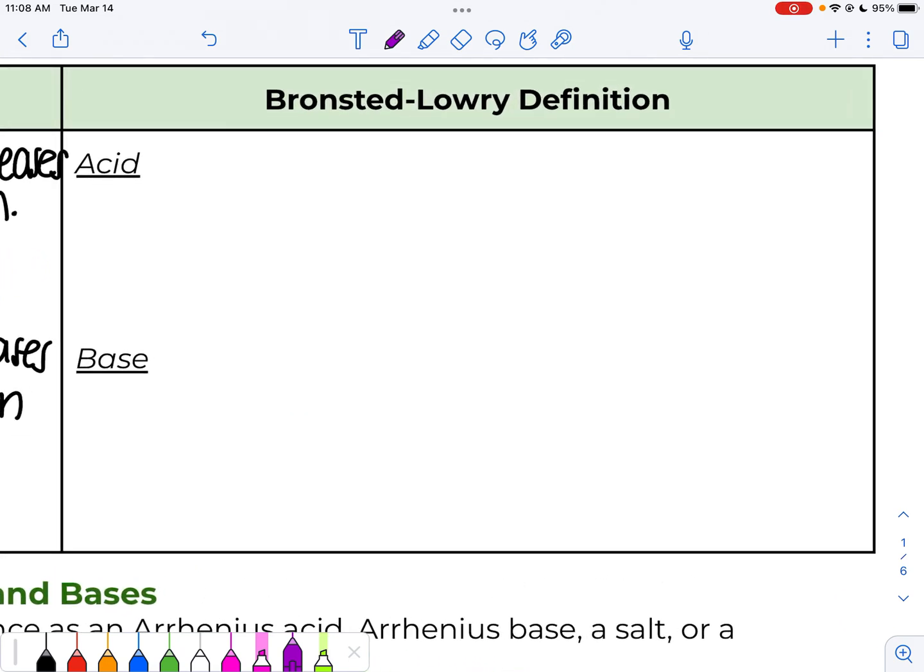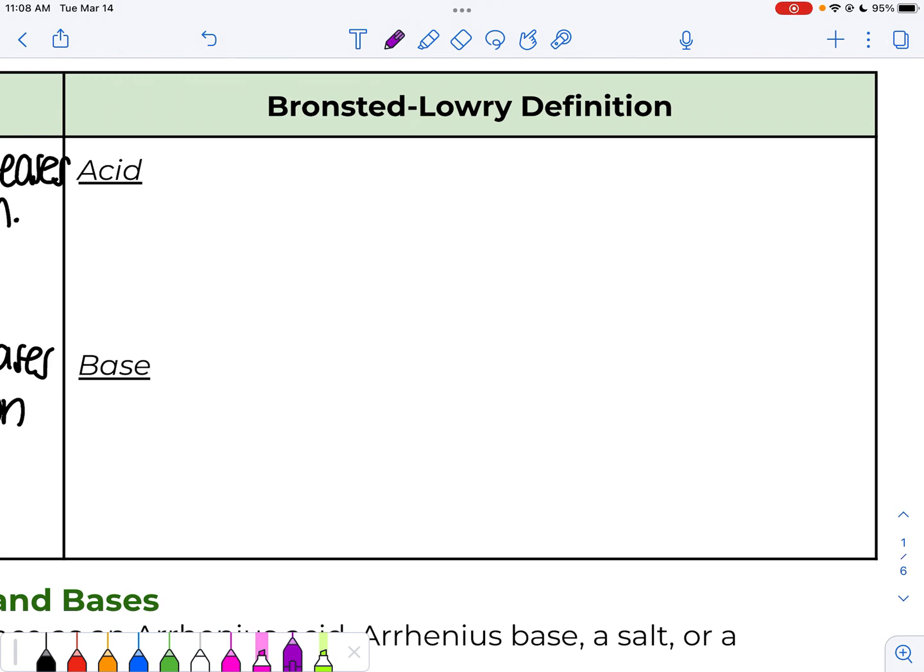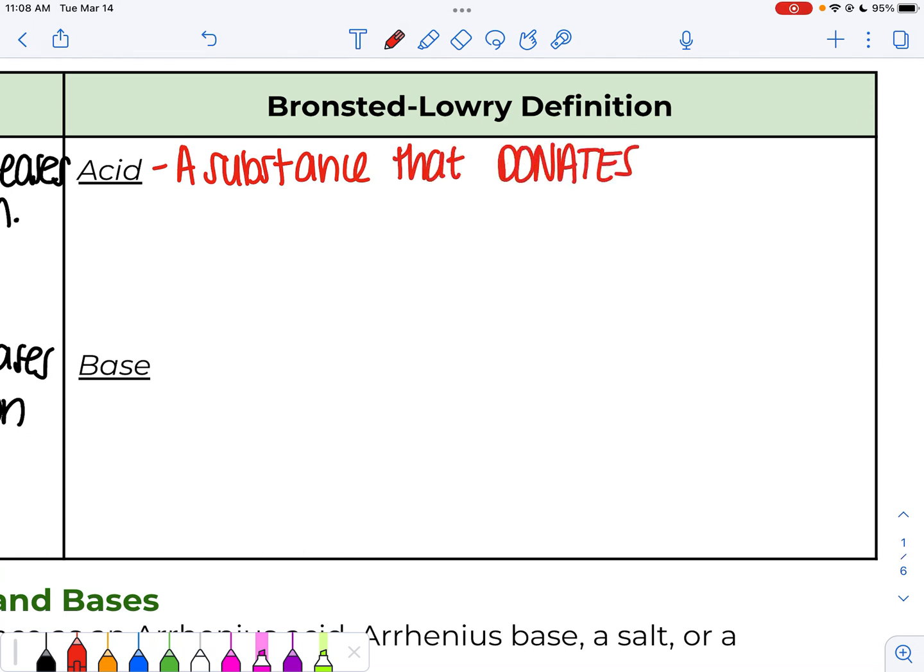There is one more definition of acids and bases that's also good, but we're not going to get into it. All right, so Bronsted and Lowry said that their definition was an acid is some substance that donates hydrogen.